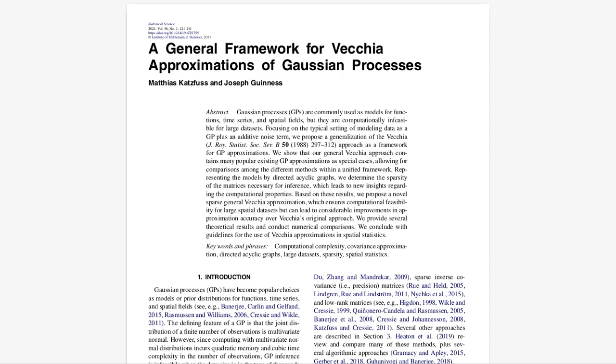And to help guide us in making those choices, Katzfuss and Guinness actually conducted some really interesting numerical studies to compare different SGV strategies. Oh, so they put these ideas to the test. They did. And one of their key findings was that maximum minimum distance ordering often led to significant improvements over coordinate-wise ordering, especially for data sets with a low signal-to-noise ratio.